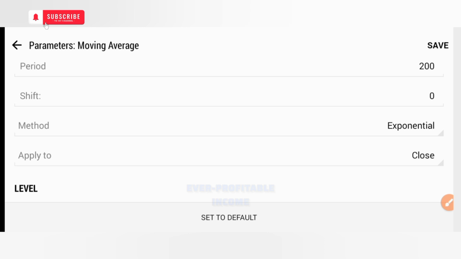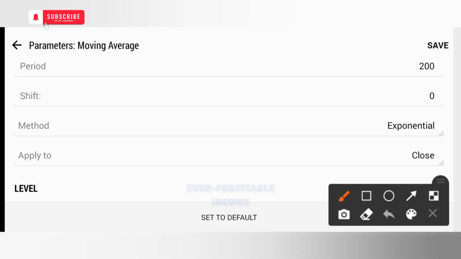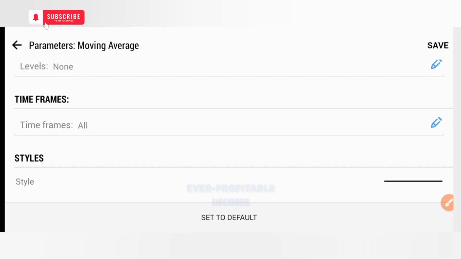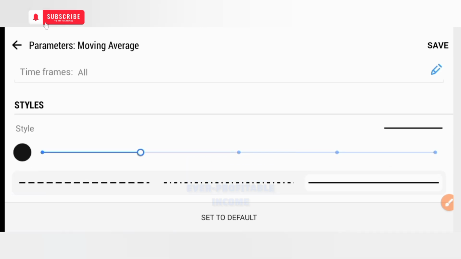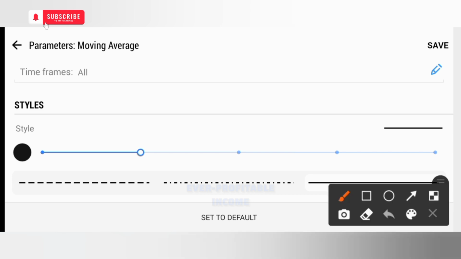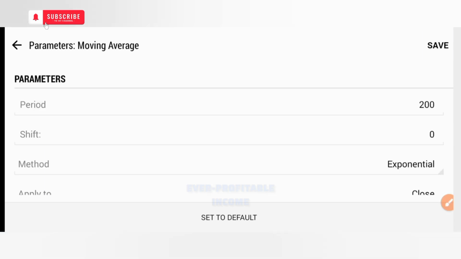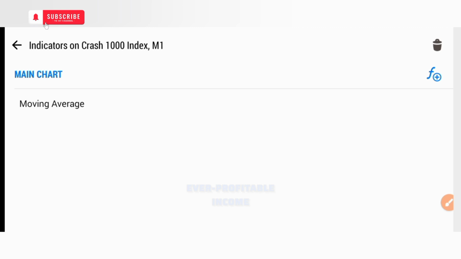So we are using the moving average period 200, shift 0. Method is exponential and apply to close. You can change your color and your style depending on how thick you want the line to appear. I'll be using black. After you're done with all the settings, you just click on save and it will be added to your chart.